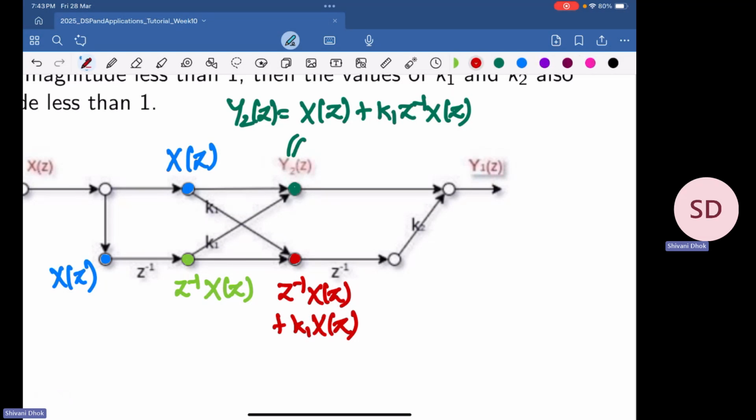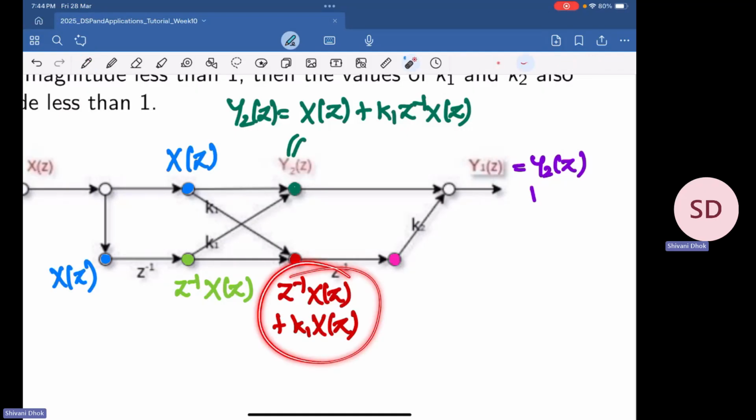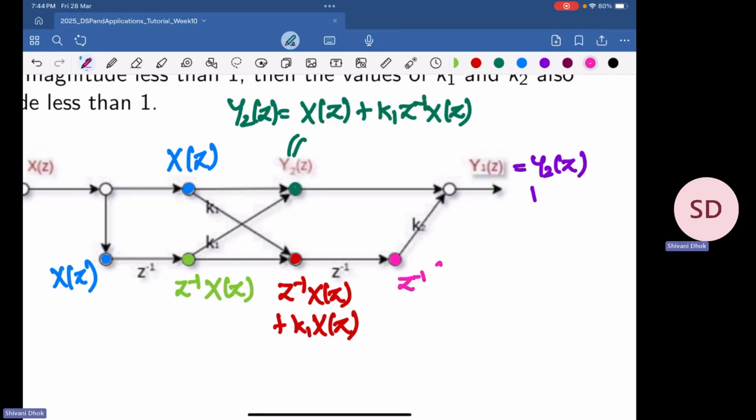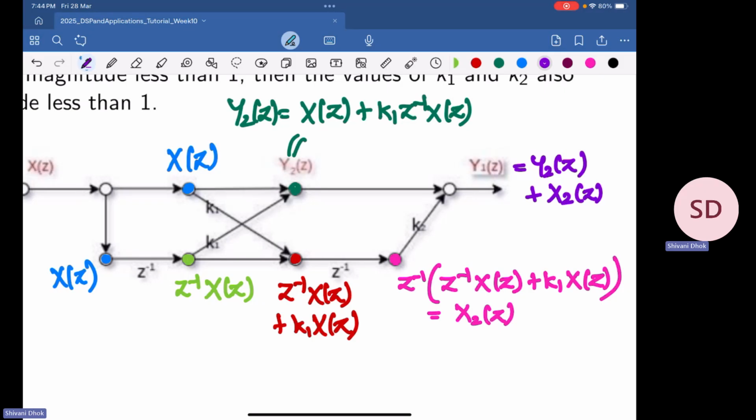And now we have this y1 of z here. To get this y1 of z, it is basically the summation of y2 of z as it is plus whatever we are getting at this part. At this location, we get z inverse multiplied by whatever we had here, that is z inverse x of z plus k1 into x of z. Let's say this is x2 of z. So here we get y1 of z as y2 of z plus x2 of z times k2.